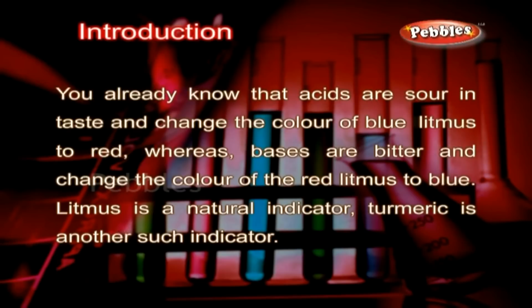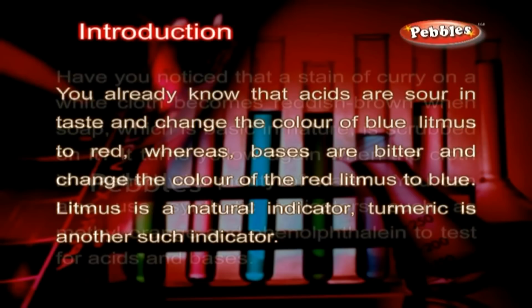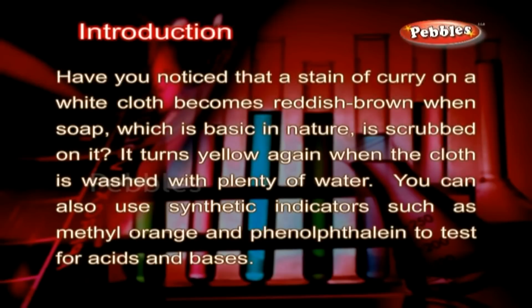Litmus is a natural indicator. Turmeric is another such indicator. Have you noticed that a stain of curry on a white cloth becomes reddish-brown when soap, which is basic in nature, is scrubbed on it? It turns yellow again when the cloth is washed with plenty of water. You can also use synthetic indicators such as methyl orange and phenolphthalein to test for acids and bases.